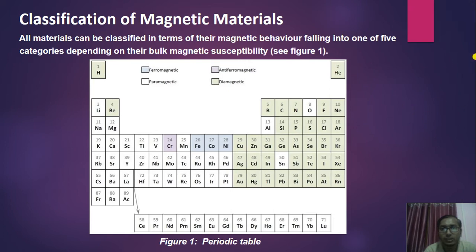So this is our figure number 1, the periodic table. Here it has been shown with 5 different colors. This is ferromagnetic material. These 3 are ferromagnetic materials. Then we have antiferromagnetic material. This is antiferromagnetic. And we have paramagnetic materials with white colors. And we have diamagnetic materials. These are diamagnetic materials.